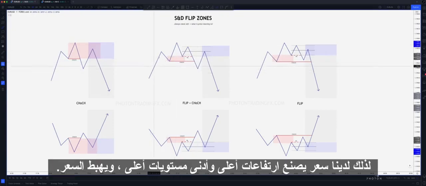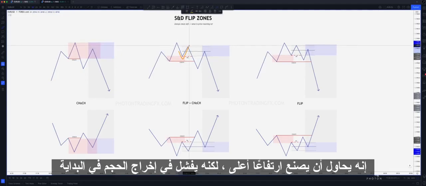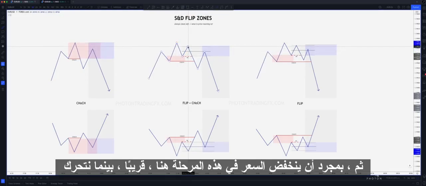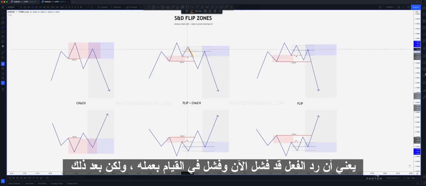So we have price making higher highs and higher lows. Price pulls back into demand. It tries to do its job. It tries to make a higher high. It fails to take out this high, so it fails to make a higher high. Then as soon as price comes down, at this point here, as soon as we move below that dotted line, below where the reaction initiated from, that means the reaction has now failed. It's failed to do its job.